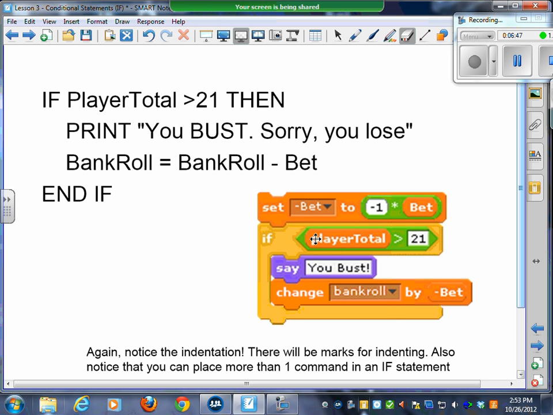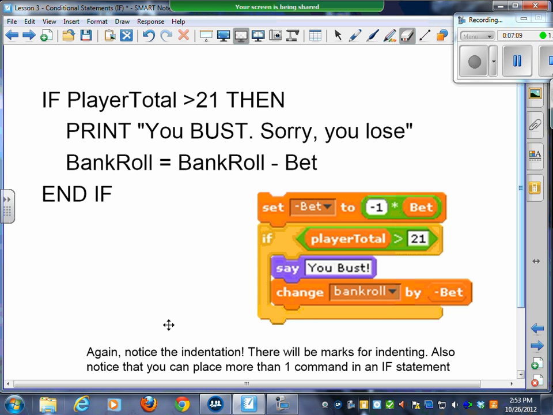Possibly. In Scratch, it would look something like this. You'd set minus bet to -1 times the bet. If player total is greater than 21, then say you bust, change the bankroll by minus bet. Okay, so that would be the same thing as this. We've used an if here as well.